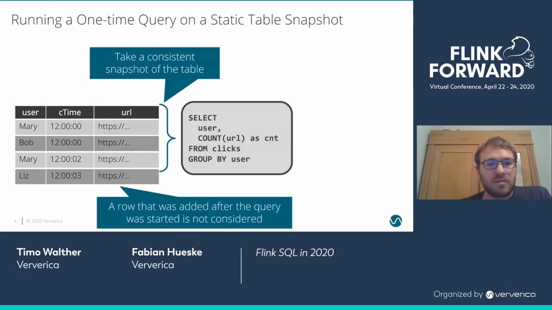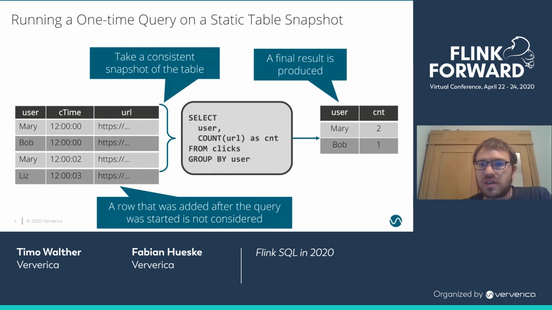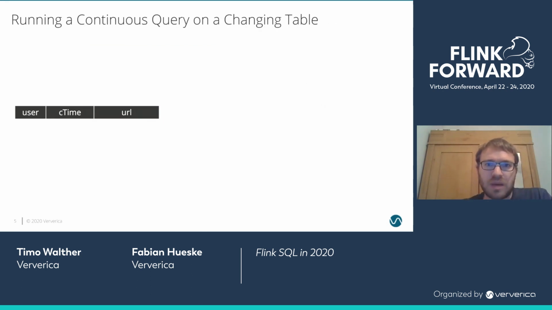And then if some row is added after the query was started, this row is not considered. Instead, the query will only be computed over the first 3 rows in this case. So the query computes a result, and this result is final, because all the query was meant to do is to compute a result for these first 3 rows, right? So that's pretty straightforward.